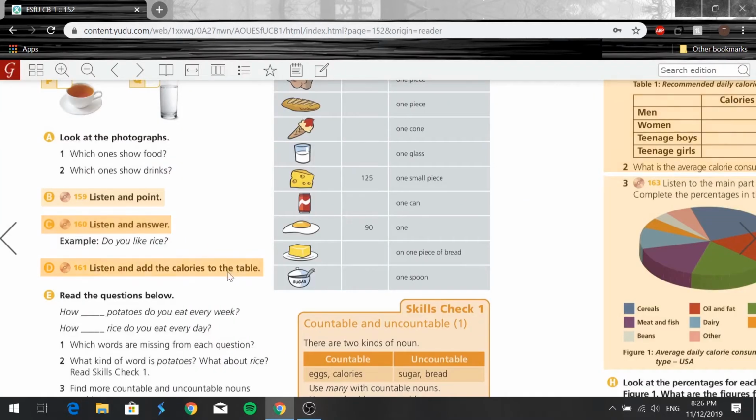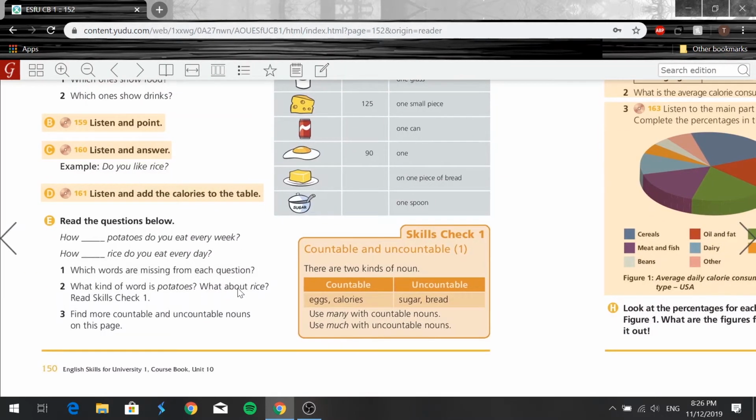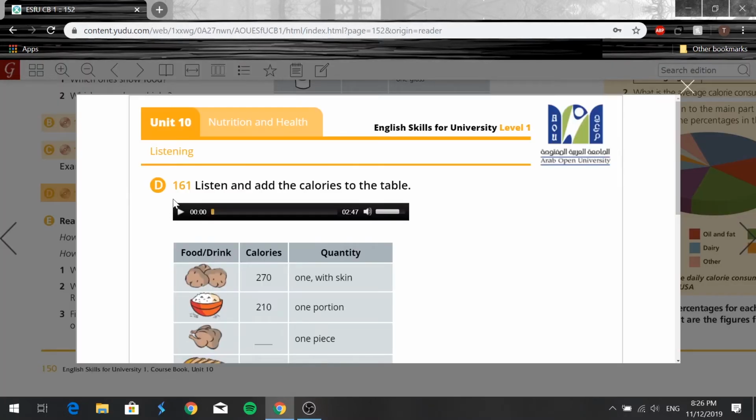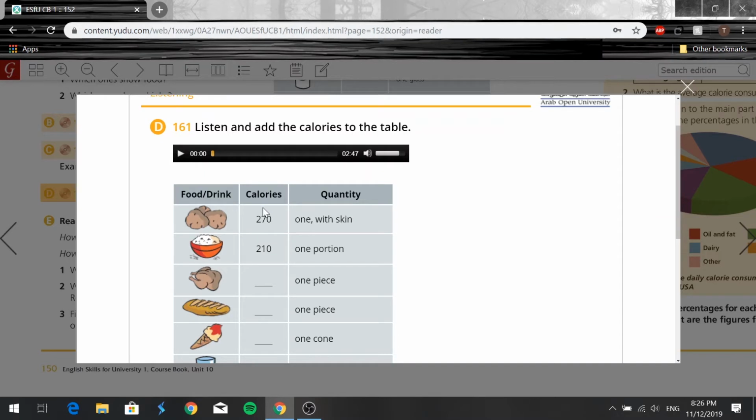Alright, so that was exercise C. Now let's move on. Here we have listen and add the calories to the table. Before we move on, you guys got to know that a calorie is basically a unit of measurement for energy in food. If I give a random number, for example 270 per 100 grams, what I'm saying is that for every 100 grams of this substance, whether that's chicken, bread, or ice cream, there's that amount of calories. That's the unit of measurement.